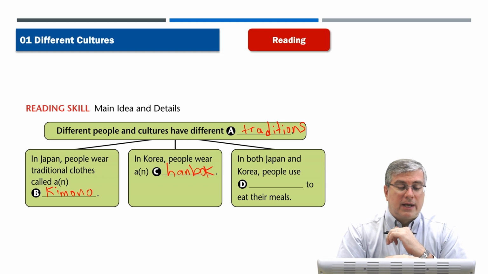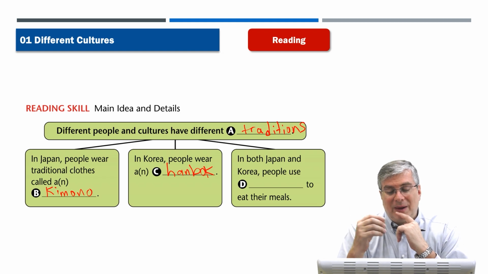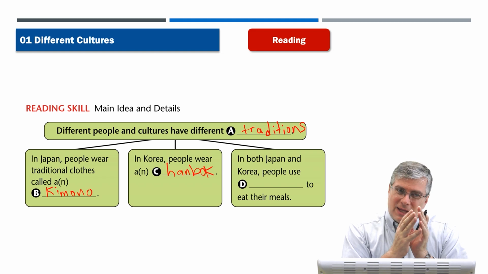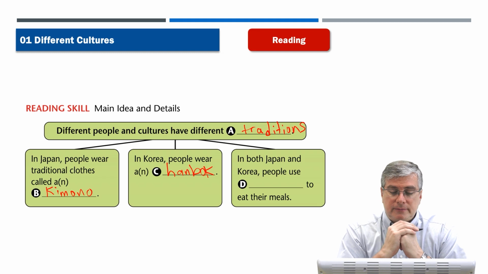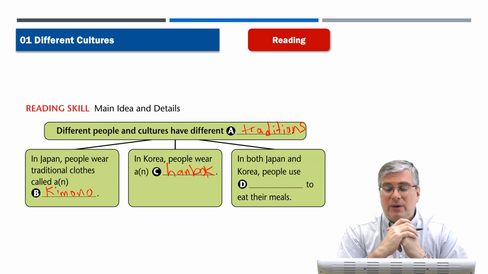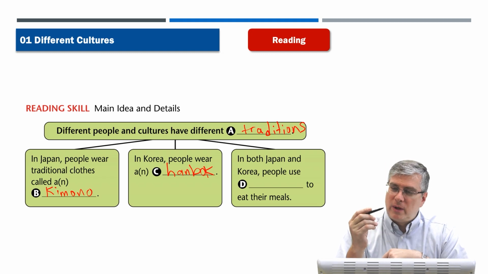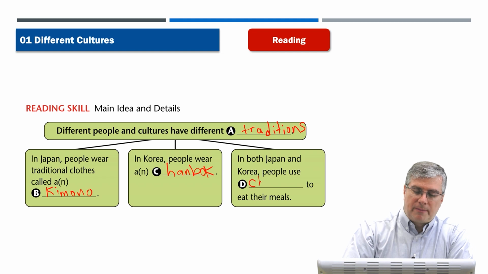Now those are different things, right? They're different styles, but there's also a detail. It's interesting because the detail doesn't really support the main idea, but it was in the passage that, sure, people have different traditions and they may have different ways of doing something, but in some ways they're also similar. So in both Japan and Korea, people use... to eat their meals. What do they use? I have one part, right? I need another part. People use chopsticks.